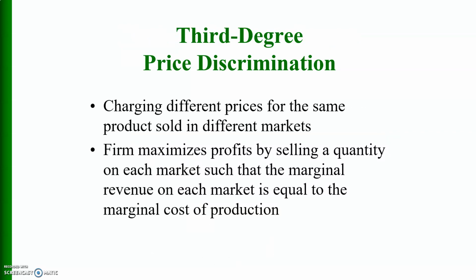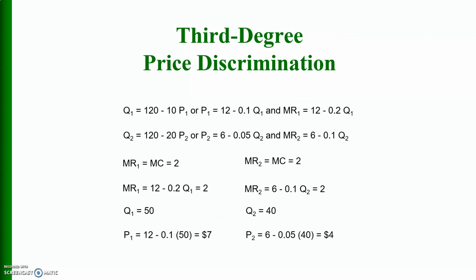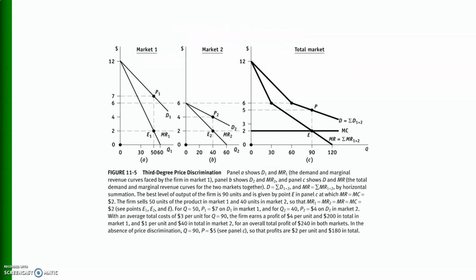Third degree price discrimination means charging different prices for the same product sold in different markets, and the firm maximizes profits by selling a quantity on each market such that the marginal revenue on each market is equal to the marginal cost of production. Here is a numerical example of third degree price discrimination: Q1, Q2, and you see P1 will be equal to $7 and Q1 will be equal to 50 and Q2 will be equal to 40 and P2 will be equal to $4.